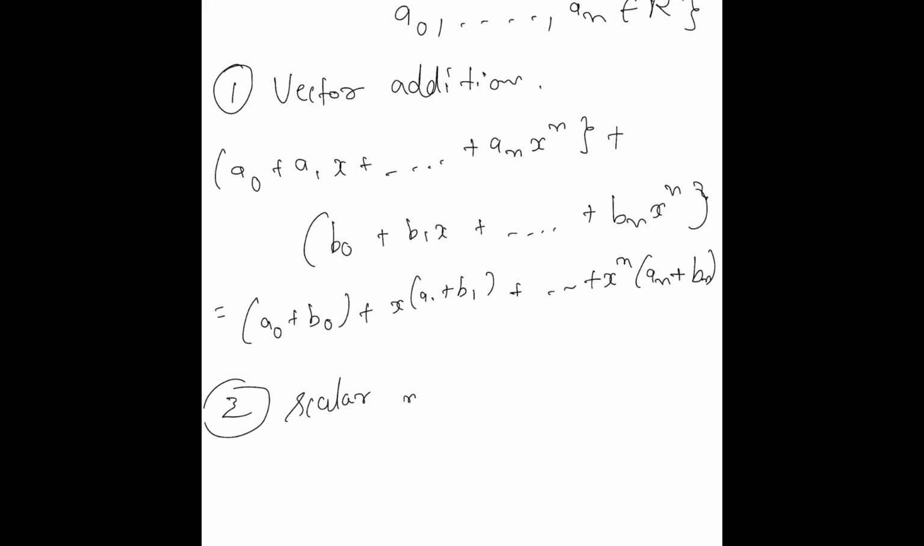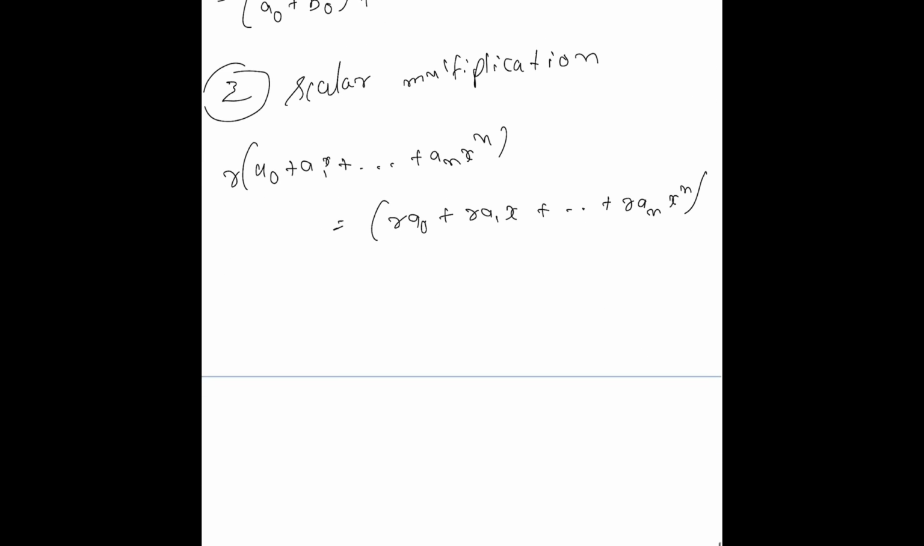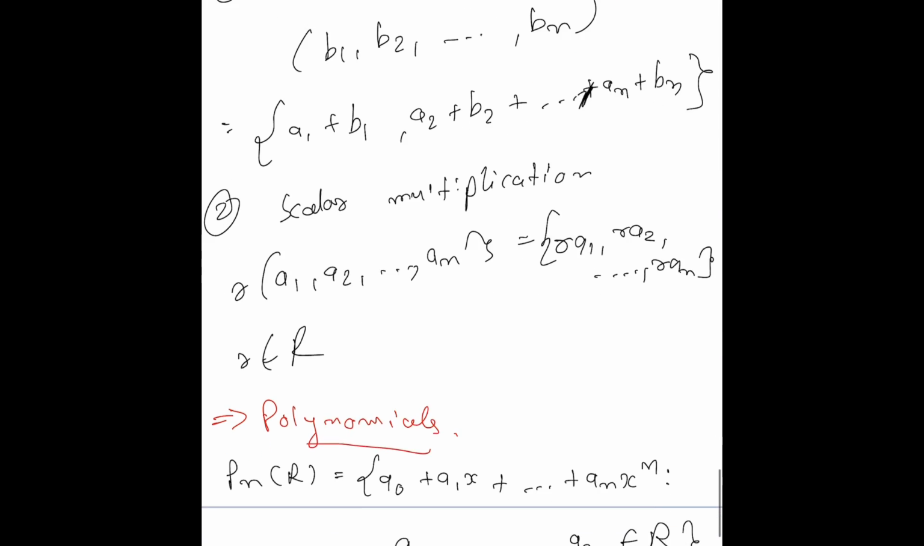Going the same with scalar multiplication. Same thing, r times a0 plus a1x going up to an x^n. We'll multiply all things: r a0 plus r a1x going up to r an x^n. Good. Now we are done with Cartesian n-space addition and multiplication, and with polynomial addition and multiplication. The matrix we will go to in the next video. For this one, just this only. Thank you.